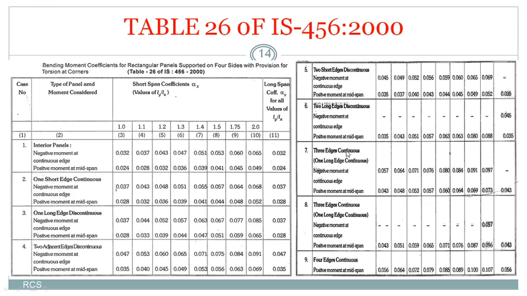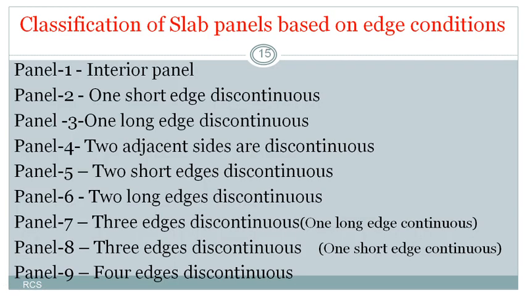All edges are discontinuous. You have to write here three edges are discontinuous but one long edge is continuous here, and three edges are discontinuous, one long edge is continuous, and here four edges are discontinuous. But there are some mistakes in the code also. There is a typographical mistake, but here I have clearly given you, right?